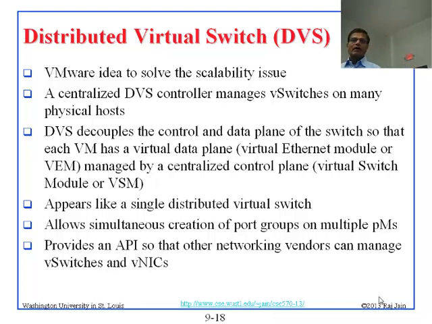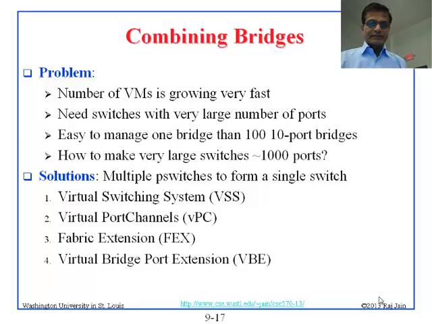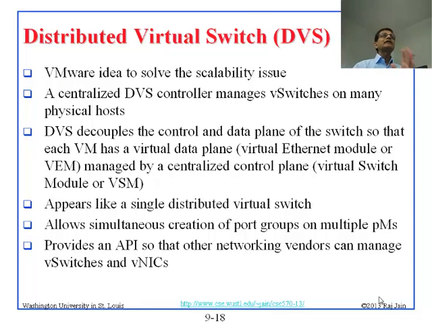So let's talk about, first, this was not on the list, DVS. VSS was on the list. DVS was not even on the list. So DVS is the first solution. DVS is distributed virtual switch. And this came from VMware.